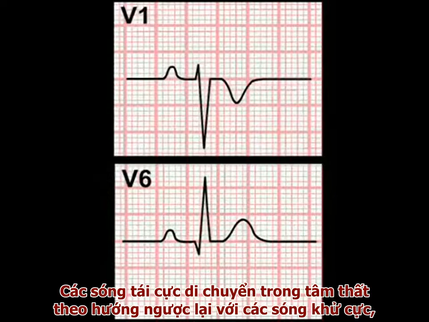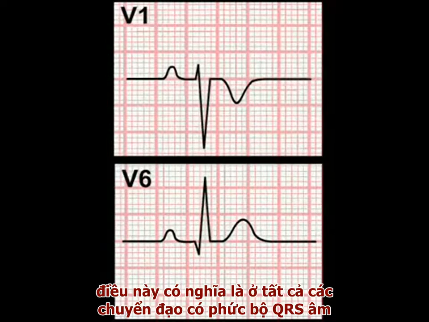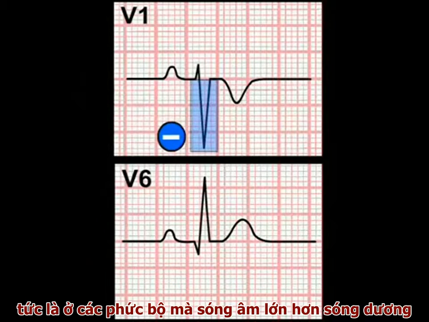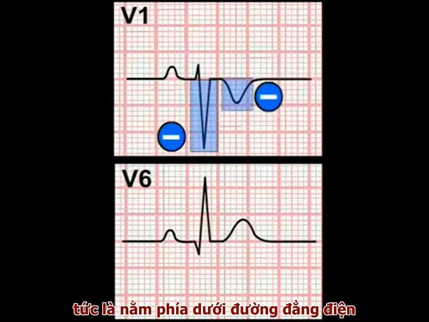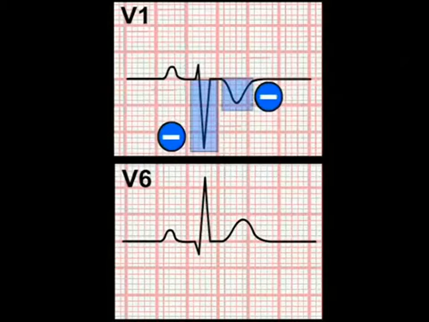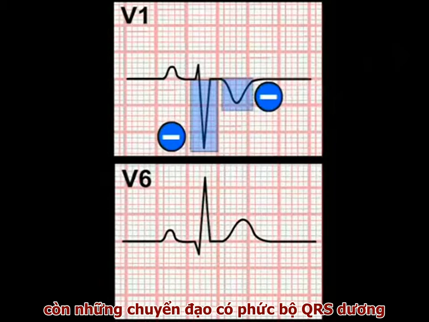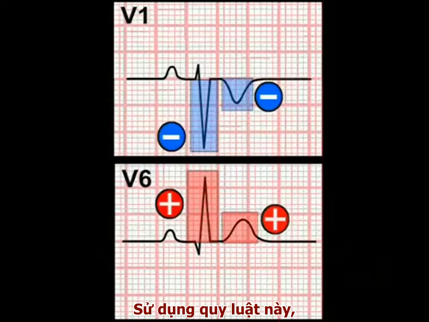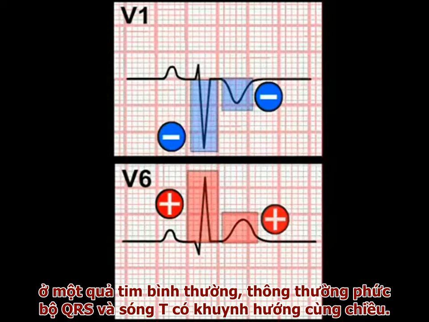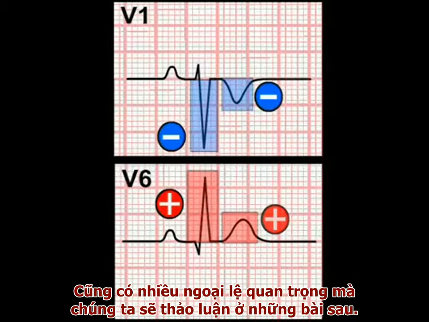You should also realize at this point that the fact that repolarizing current moves through the ventricles in the opposite direction to the depolarization wave means that in leads with an overall negative QRS complex, that is, the negative deflection is larger than the positive deflection, the T wave also tends to be negative, lying below the isoelectric line. While in leads with an overall positive QRS complex, the T waves are also positive, lying above the isoelectric line. To use the jargon, in non-diseased hearts the QRS complexes and T waves tend to be concordant. There are important exceptions to this rule which we will deal with shortly.